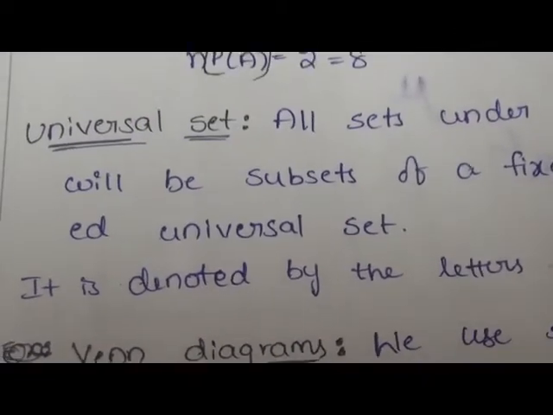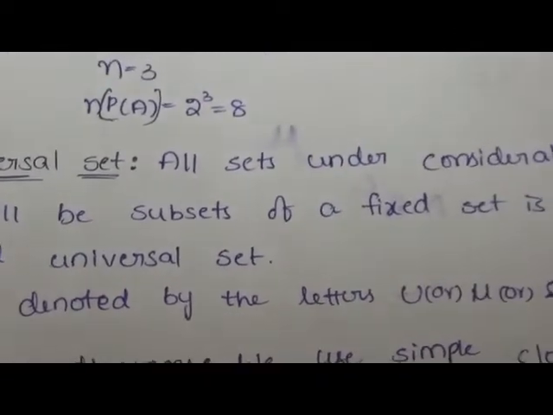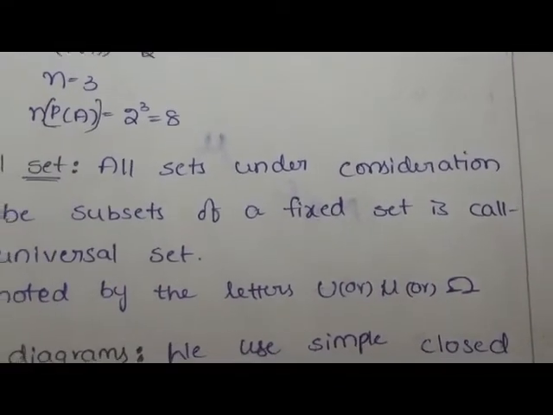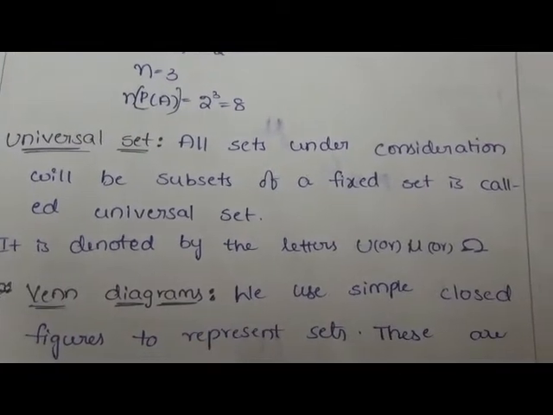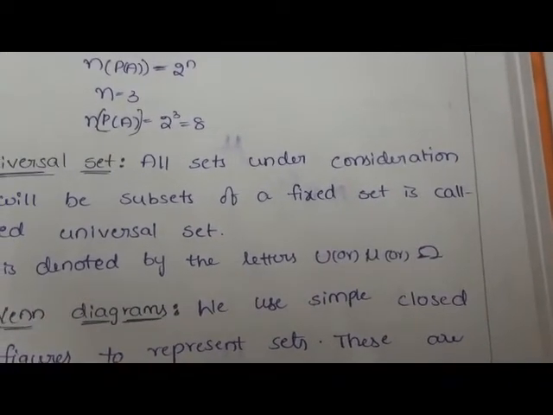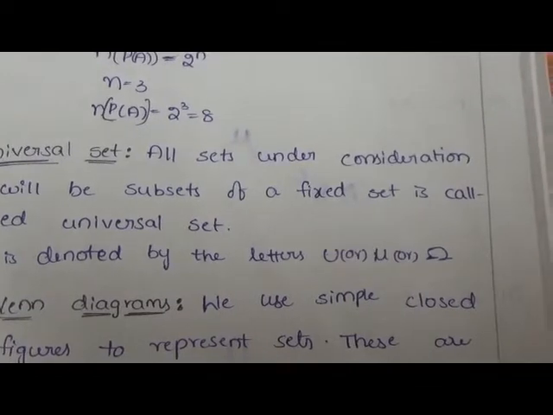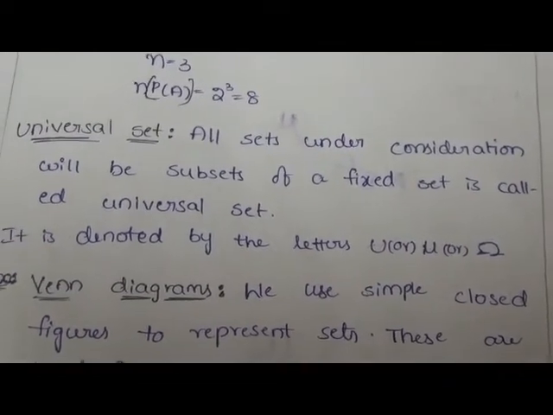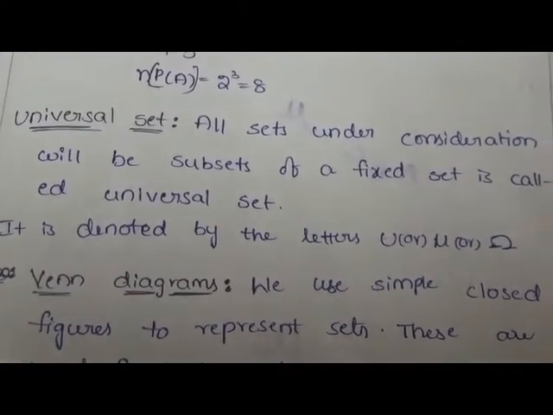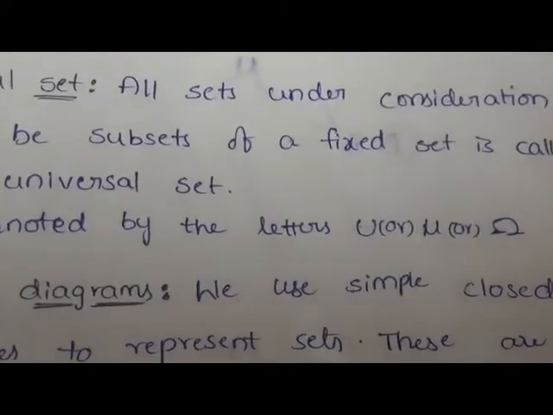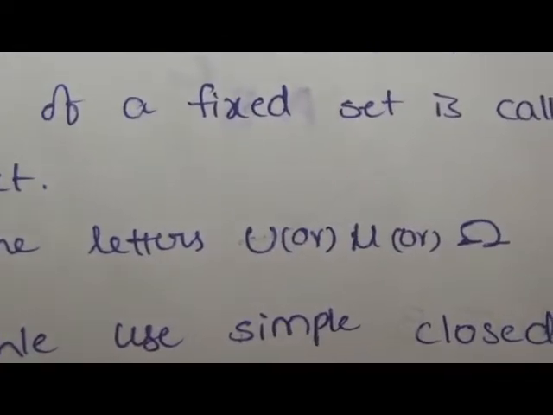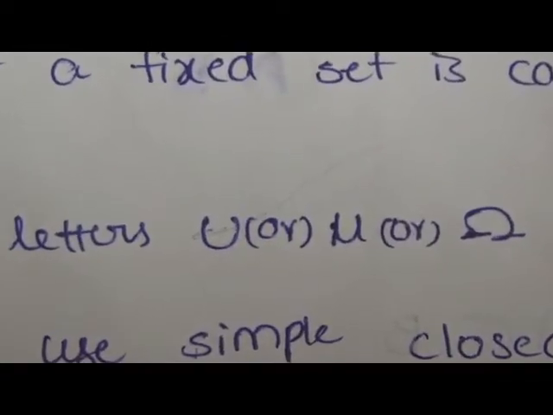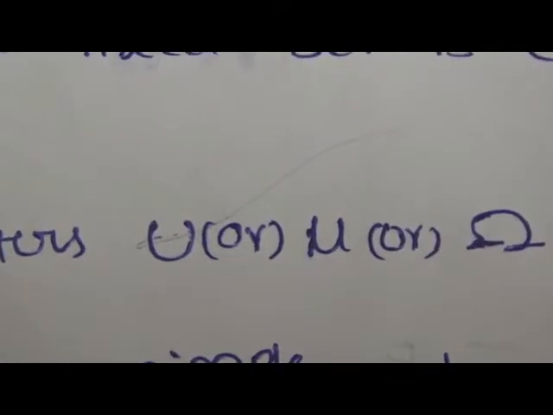Definition. The next definition is the universal set. All the sets under consideration will be subsets of a fixed set, which is called the universal set. It is denoted by the letter U or mu like this. These all are the symbols of the universal set. Okay.